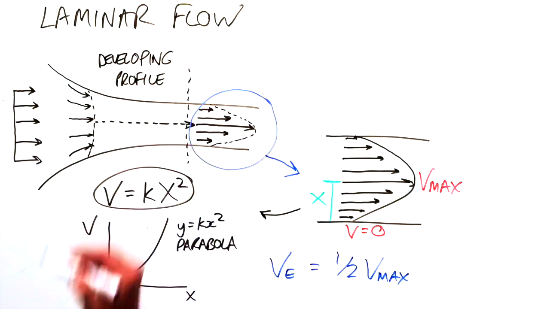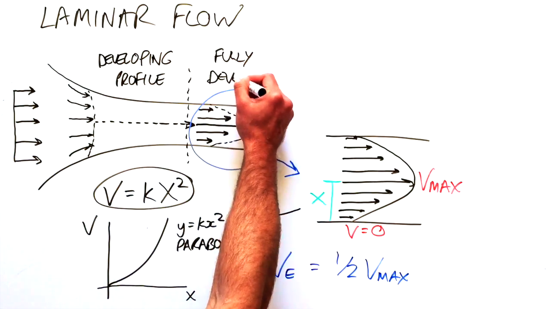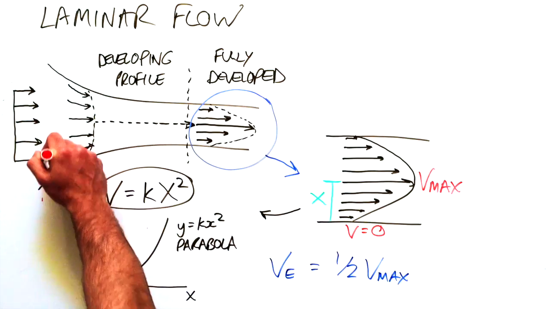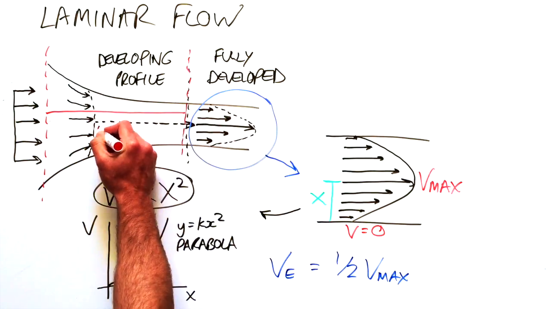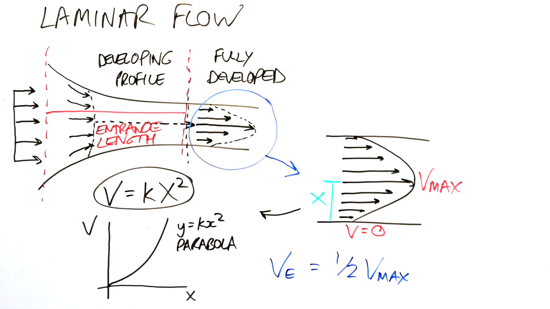Now this developing flow profile eventually reaches fully developed laminar flow, and the distance that is required after entering the tube for this is known as the entrance length.